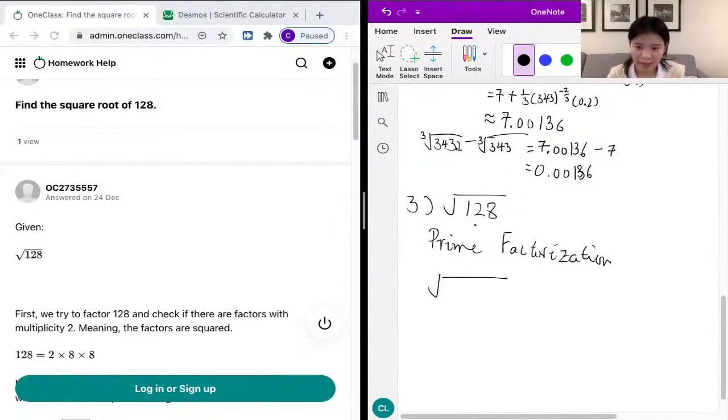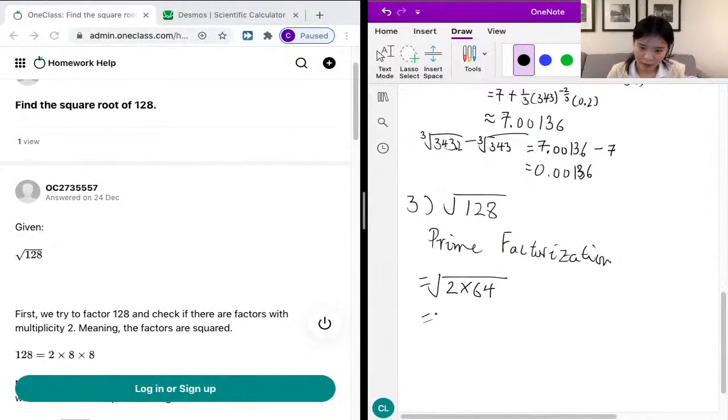So upon looking at this, we know that 2 is a factor of 128, because any number that ends with 0, 2, 4, 6, 8 has a factor of 2. Okay, so we know that 128 is 2 times what number? We just use 128 divided by 2, which is 64.